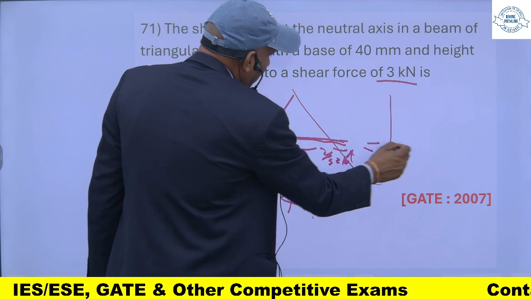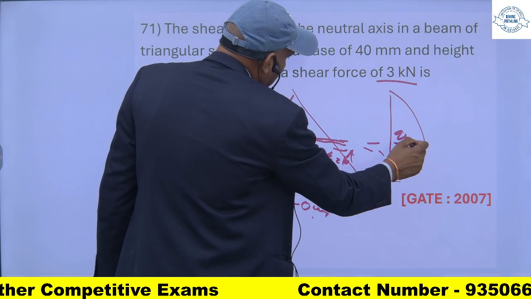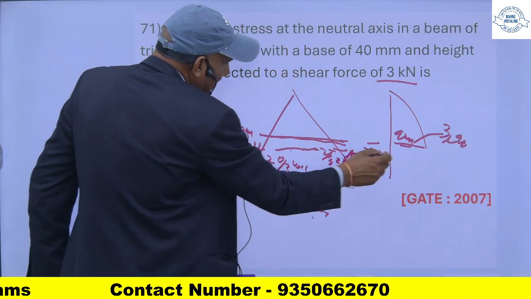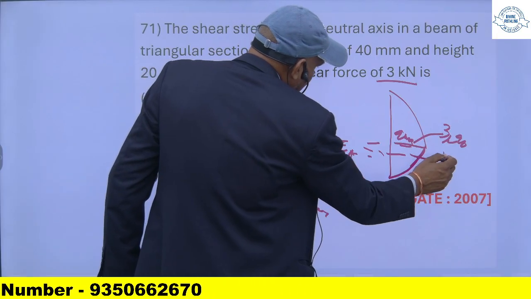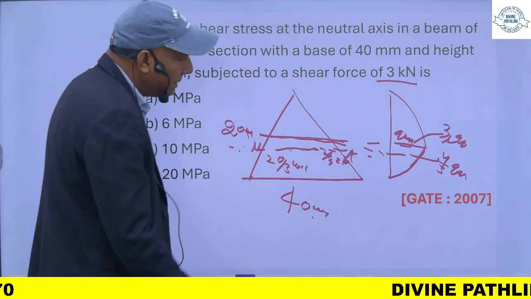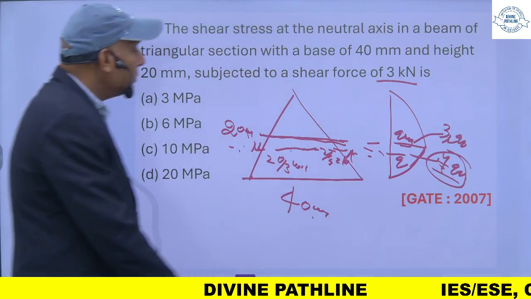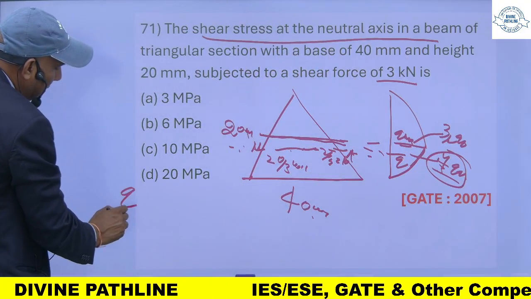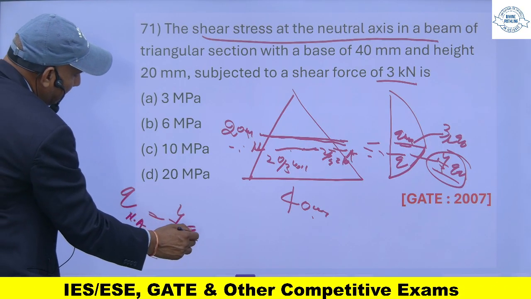So its stress diagram will be like this. It will be maximum here, and the maximum will be 3 by 2 of tau average, and at the neutral axis it is not maximum, rather it is 4 by 3 of tau average. So I have to find the shear stress at the neutral axis. So at the neutral axis, tau will be 4 by 3 of tau average.